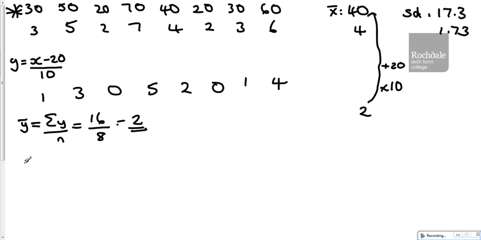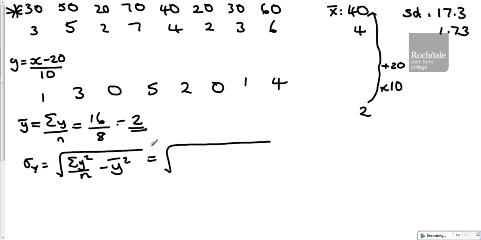This is where it gets a little bit tricky. We're going to find the standard deviation of y. Remember that formula: sum of y squared over n, take the mean squared. Now, if you work out the square of each value, 1 squared, add 3 squared, add 0 squared, and so on, I think you get 56. Divide it by n, which is 8. Then take away the mean squared, the mean is 2. So take away 2 squared, and that gives you an answer of root 3, which is about 1.73 approximately. So it's square root of 3, which is about 1.7.